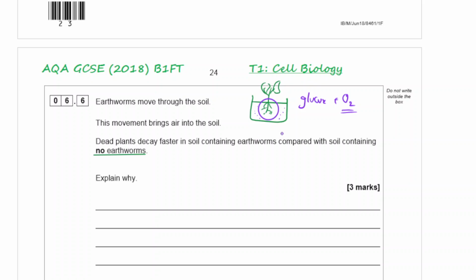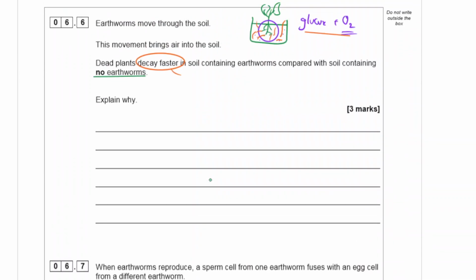Now, if it's compact, that means there's going to be less oxygen. So what do the earthworms do? The earthworms dig these holes or tunnels. When they dig these holes or tunnels, more air can get into the root. That means more respiration can take place, right? For dead plants to decay faster, you need aerobic respiration. That's carried out by decomposers like bacteria and fungi. So here's the model answer.